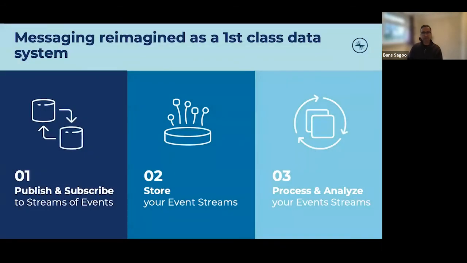So Kafka, at the heart of it, has 3 main capabilities. One is to publish and subscribe to streams of events. The second is to store your event streams durably and reliably like a database. And the third is to process and analyze your event streams in real time.